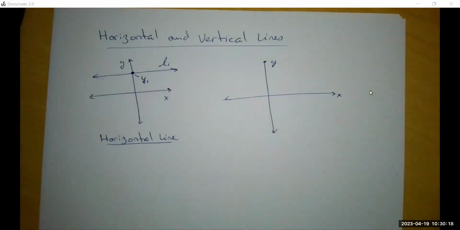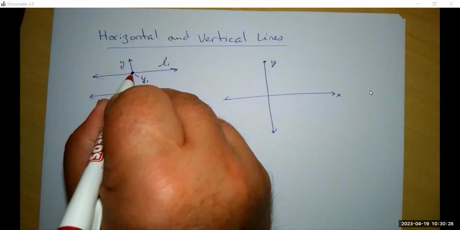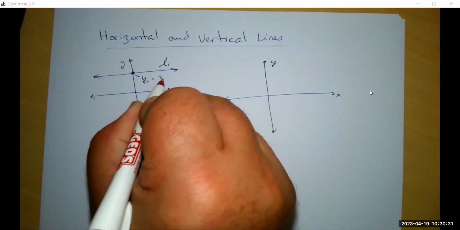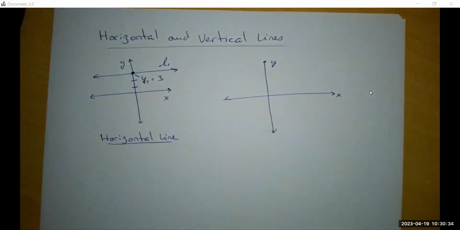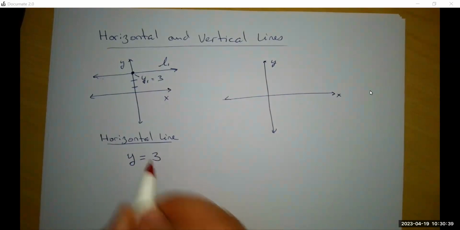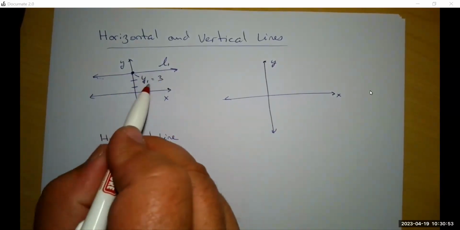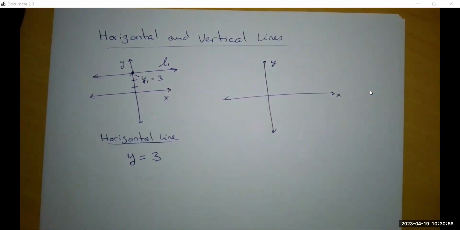No matter what x you give me, y is always going to be the same. So the equation of this line, let's say this point here is, 1, 2, let's say it's 3. If the line's horizontal, it only crosses the y-axis. And wherever it crosses, that's what the equation of the line is. Because no matter what x you give me, y is always going to be that value, 3.